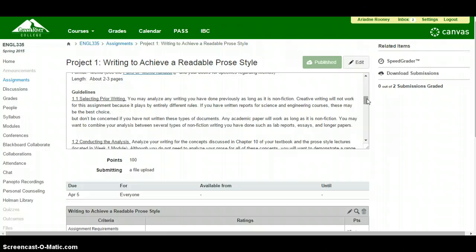Any academic paper will work as long as it's nonfiction. And remember, you're looking for 500 words total, so you might need to combine pieces of really short papers or short works to get to 500. If you have a really long paper that's like 2,000 words, pick only 500-ish words. And remember that 500 words is about 2 double-spaced pages of your original writing.